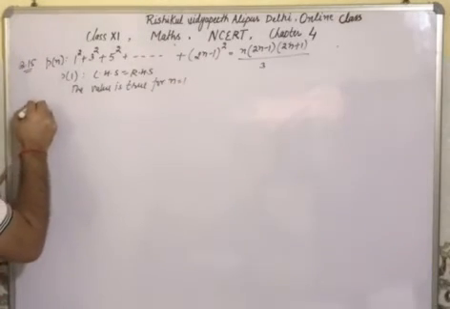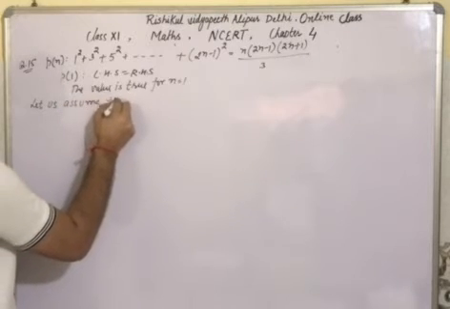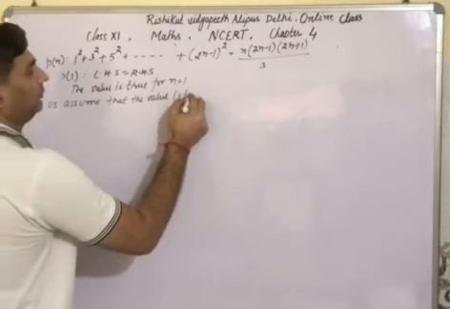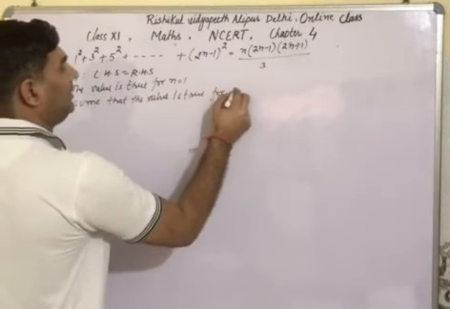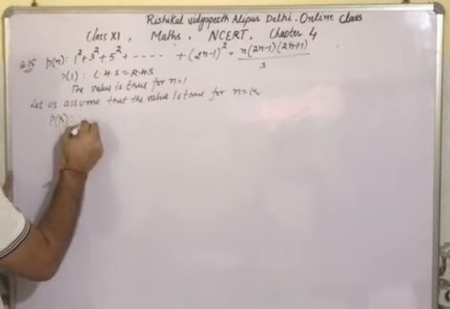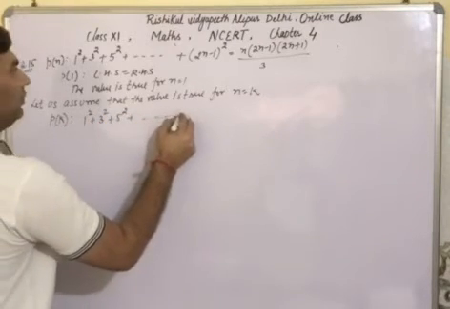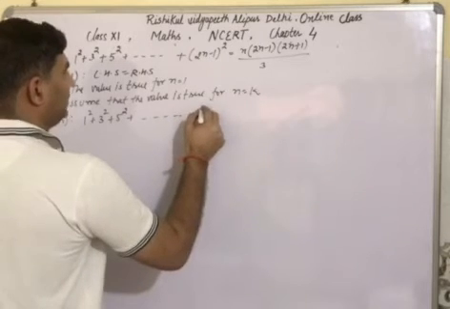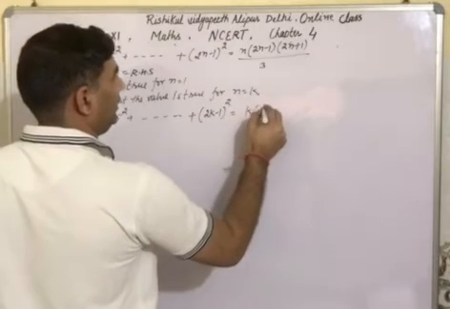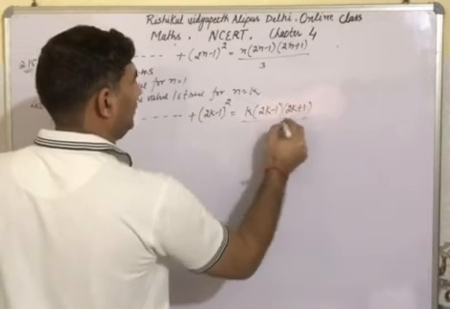Then let us assume that the value is true for n is equal to k. Then P of k: 1 square plus 3 square plus 5 square and so on up to plus 2k minus 1 square is equal to k, 2k minus 1, 2k plus 1 upon 3.